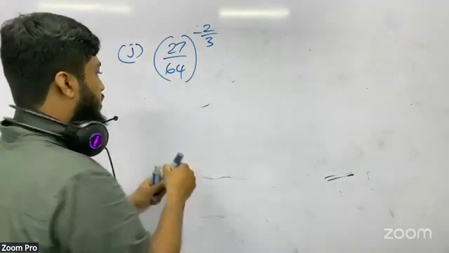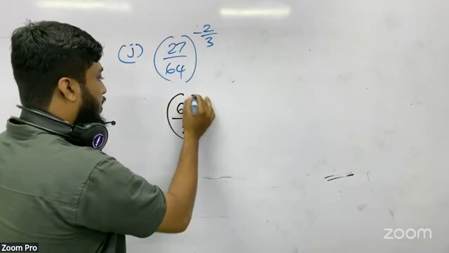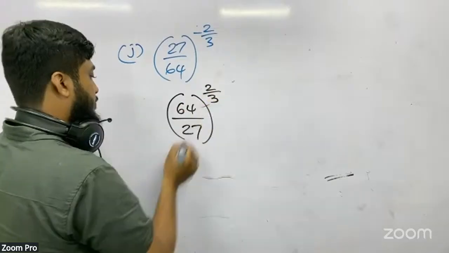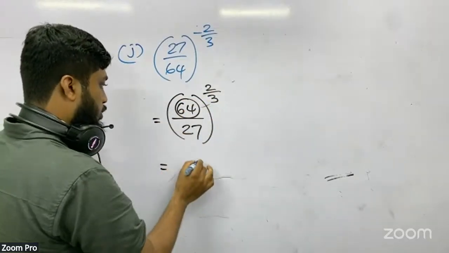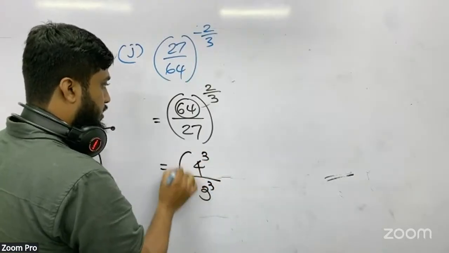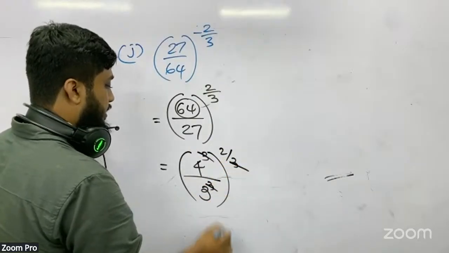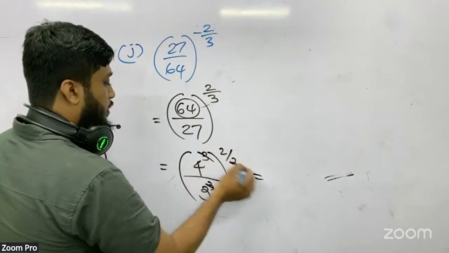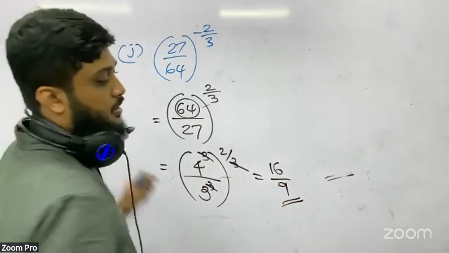So what will happen? The 64 will go up and the 27 will come down, to the power 2 over 3. 64 means 4 to the power 3. 27 means 3 to the power 3. It was 2 over 3. This 3 gets cancelled. Then 4 to the power 2 is how much? 16. 3 to the power 2 is how much? 9. 16 over 9, we get the answer.